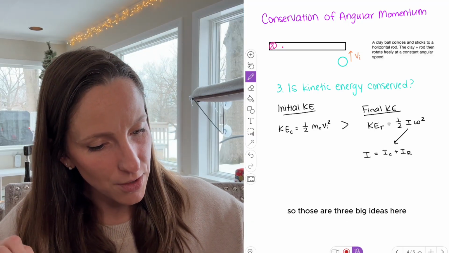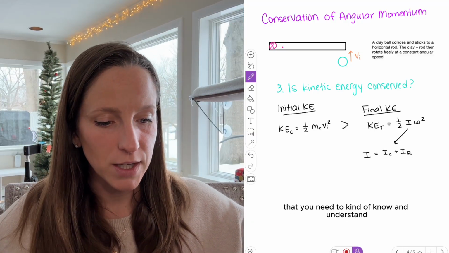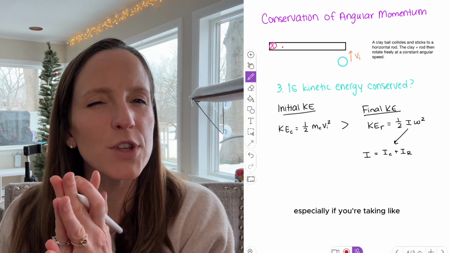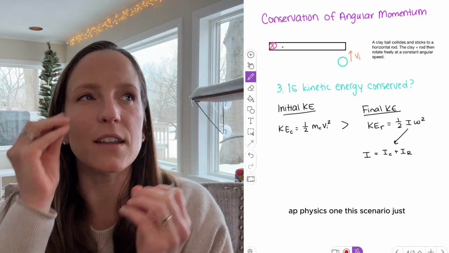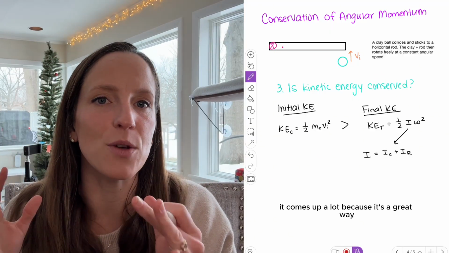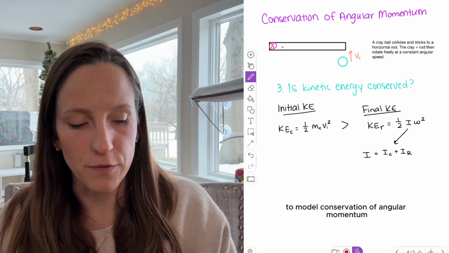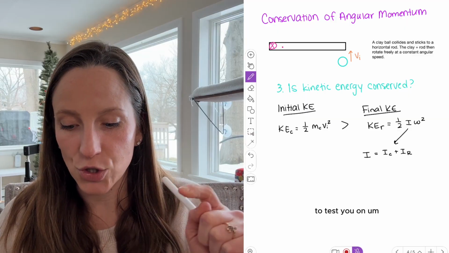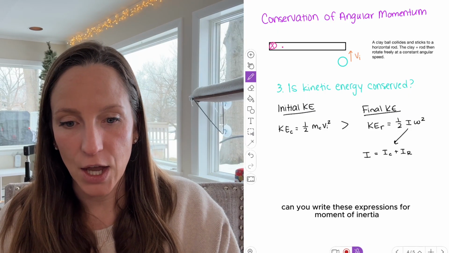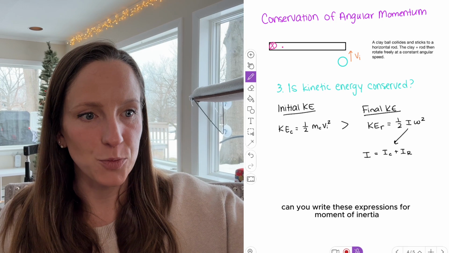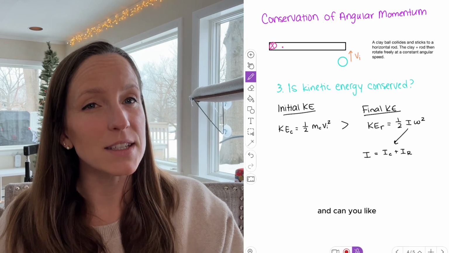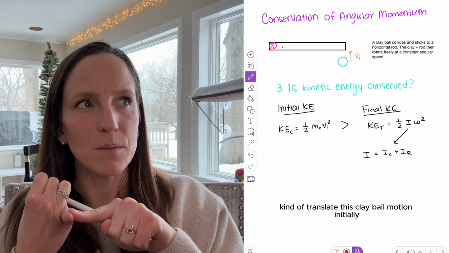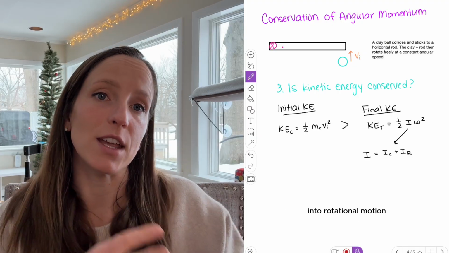So those are three big ideas that you need to know and understand when you're answering questions like this, especially if you're taking AP Physics 1. This scenario comes up a lot because it's a great way to model conservation of angular momentum, to ask questions about conservation of kinetic energy, to test whether you can write these expressions for moment of inertia, and whether you can translate this clay ball motion initially into rotational motion.